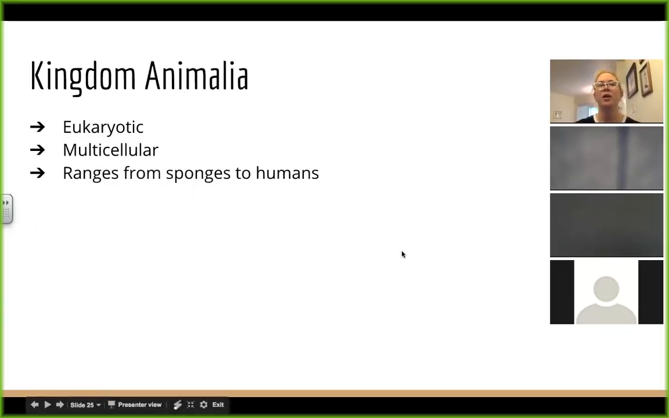And then Kingdom Animalia. I really didn't write that much for this one because most of us are more familiar with this kingdom than others. But we do have eukaryotic cells and multicellular organisms. And of course, this kingdom ranges from sponges to humans, right? Sponges are the most simple form of animals.